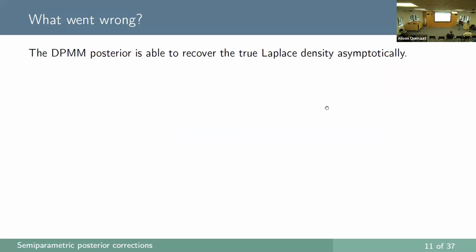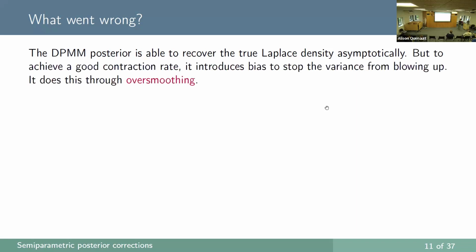So let's try and diagnose what goes wrong here. In a sense, the deep M and posterior isn't doing anything that it's not supposed to do, right? The aim of this kind of model is just to recover the whole density function. It's not targeting any particular summary of the density. And the density is a very complex thing, like an infinite dimensional parameter. So you don't want your variance to blow up. You have to do a bit of a trade-off and introduce some bias.